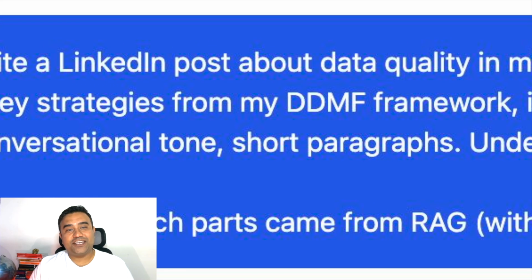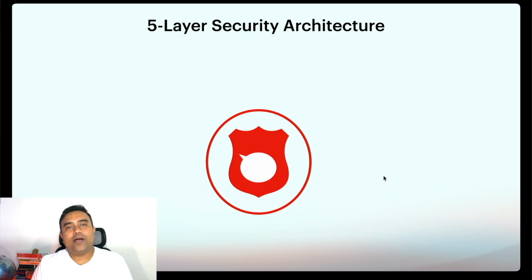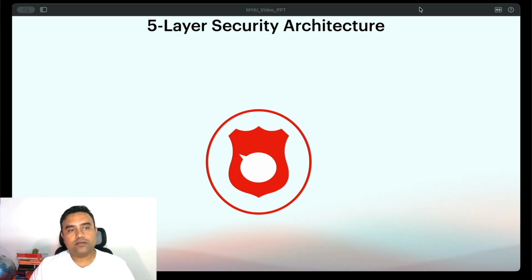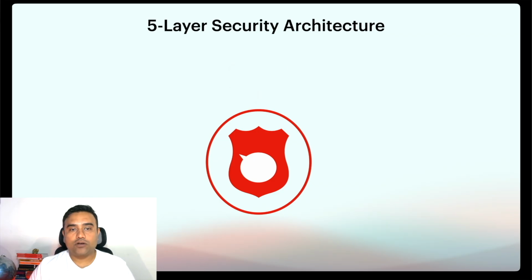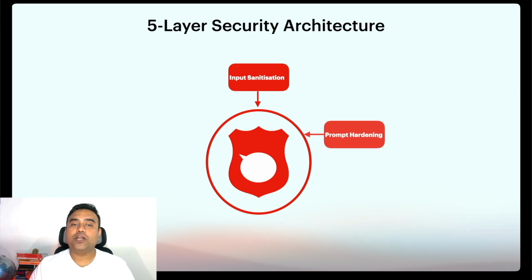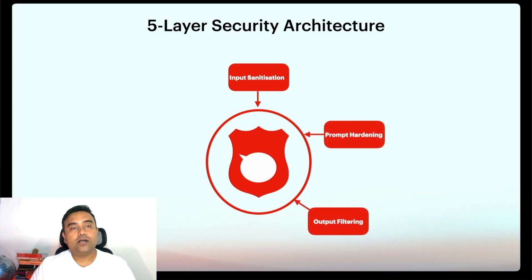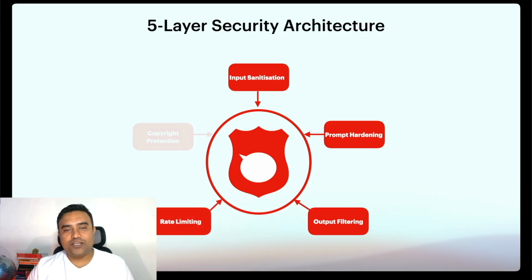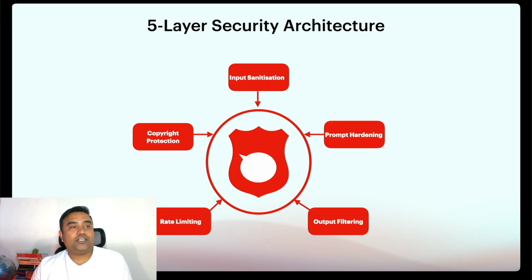But here is the thing. You can't just throw an AI on the internet without security. So I built 5 protection layers. Input sanitization blocks malicious questions. Prompt hardening prevents AI manipulation. Output filtering stops information leakage. Rate limiting prevents abuse. And copyright and content protection prevents reproduction of entire book or chapters. So, this isn't a toy.